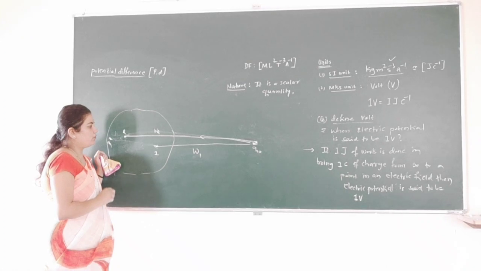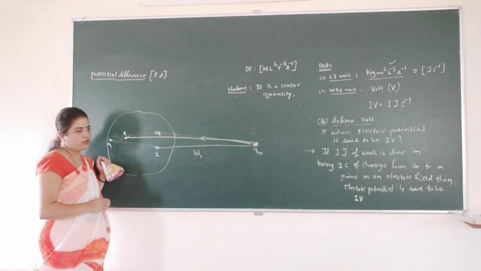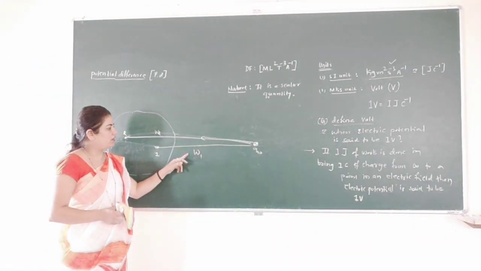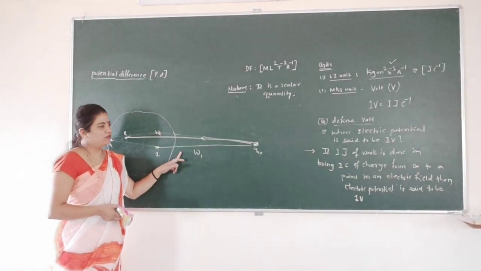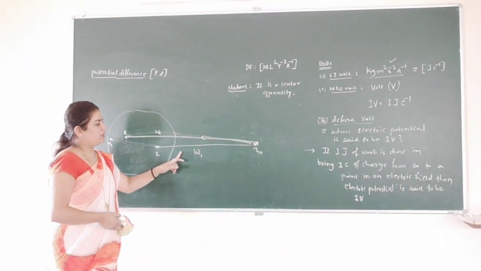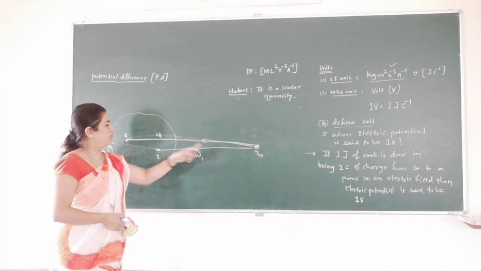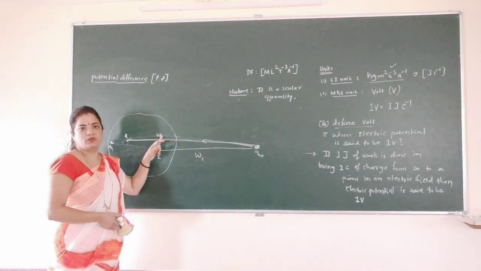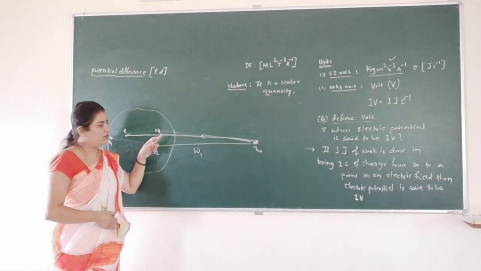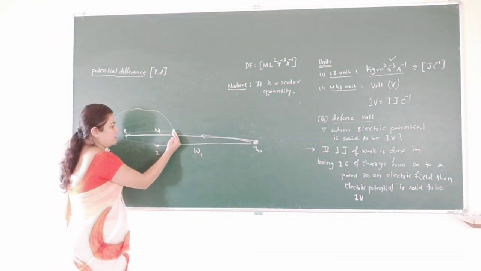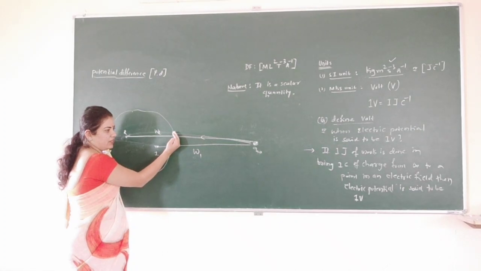So here W1, W2: same or different? The work done in bringing Q0 from infinity to the first point is W1. Similarly, the work done in bringing the test charge from infinity to the second point is W2. Here the work done is same or different? You only tell. So work is considered when the test charge enters the electric field.